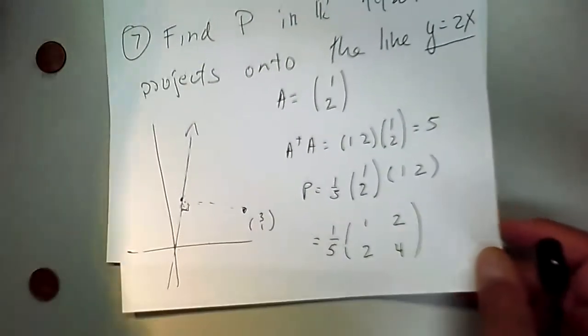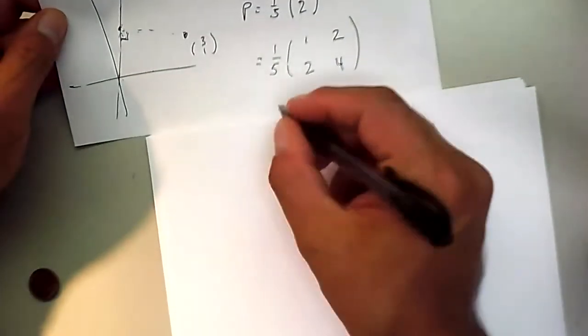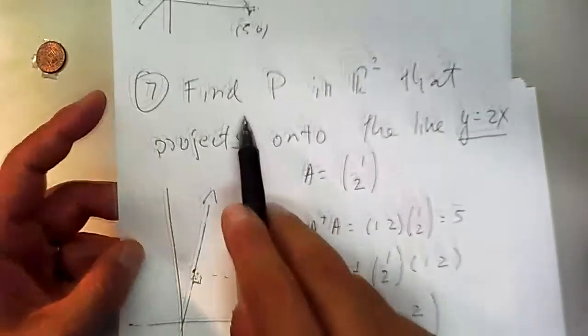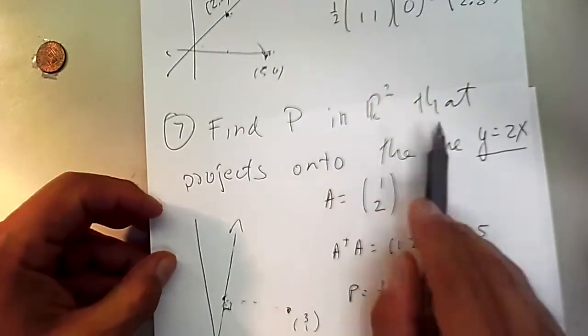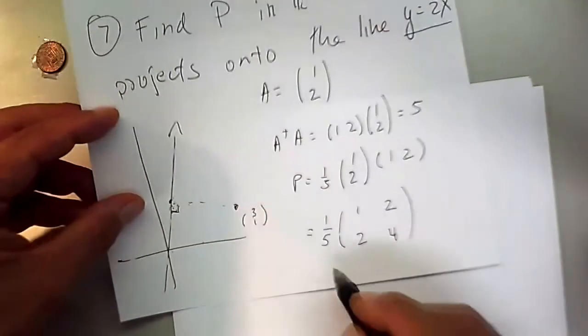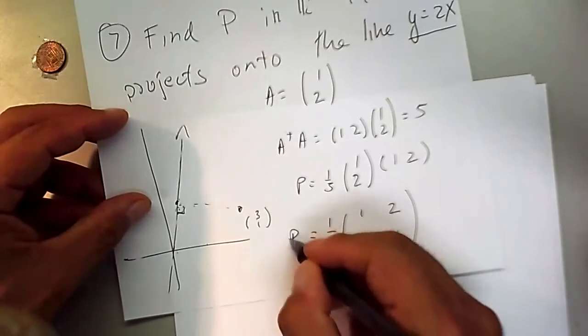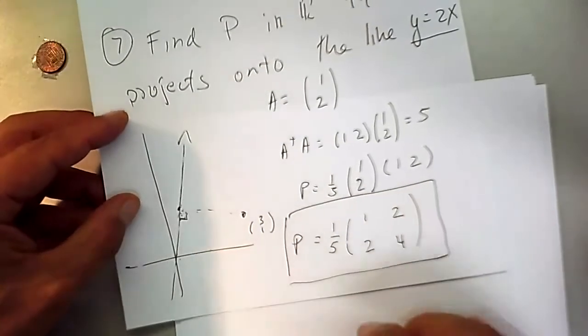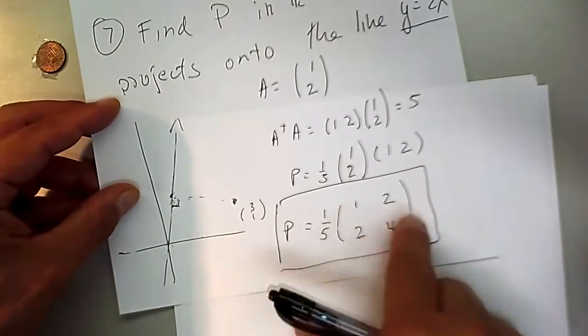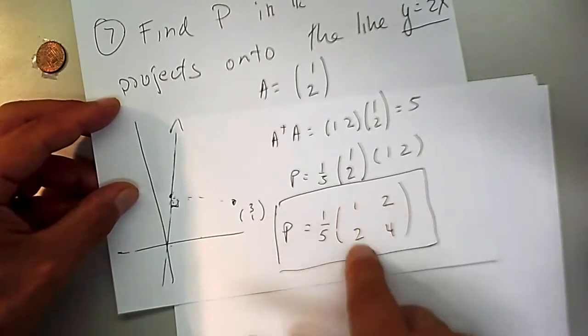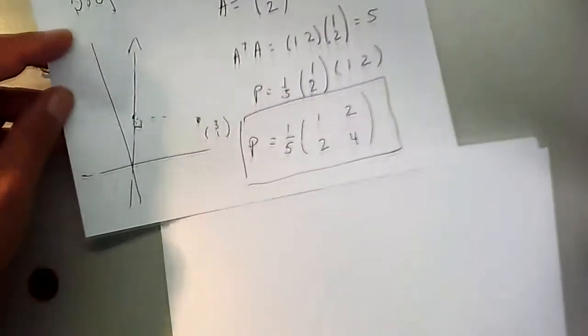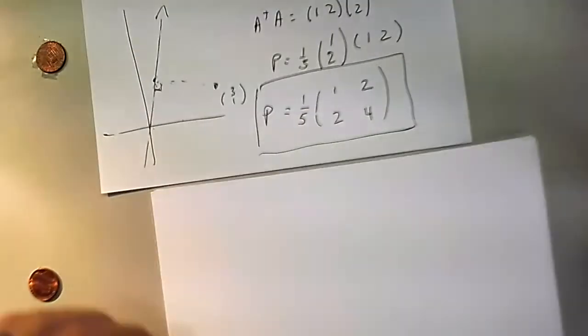Boy, that wasn't at all painful. So this is P. If the question asks, find P, well, there we have it. P is this guy. And you can multiply the 1/5 through, and then we end up with 1/5, 2/5, 2/5, 4/5. So that is the end of the problem.